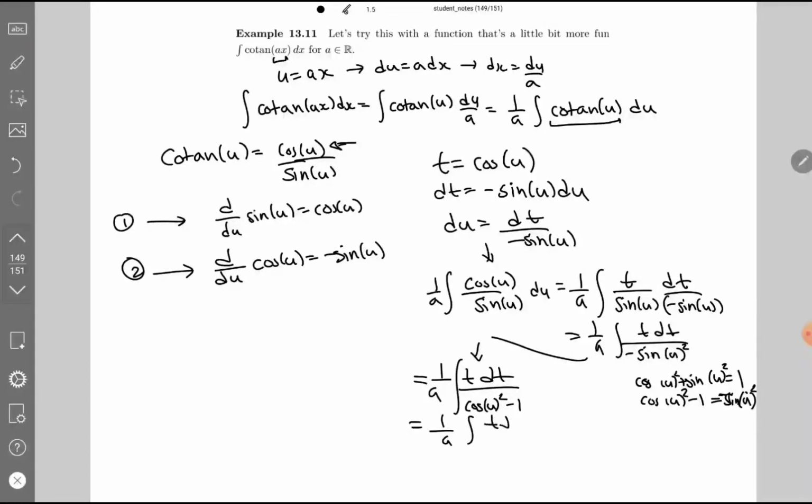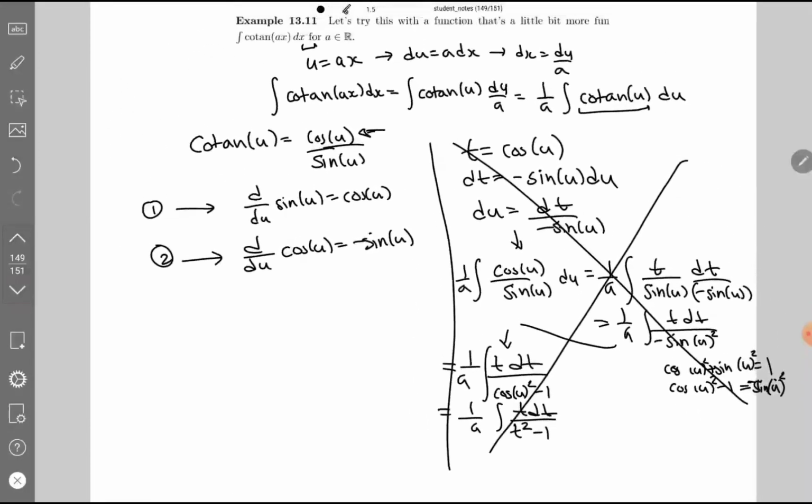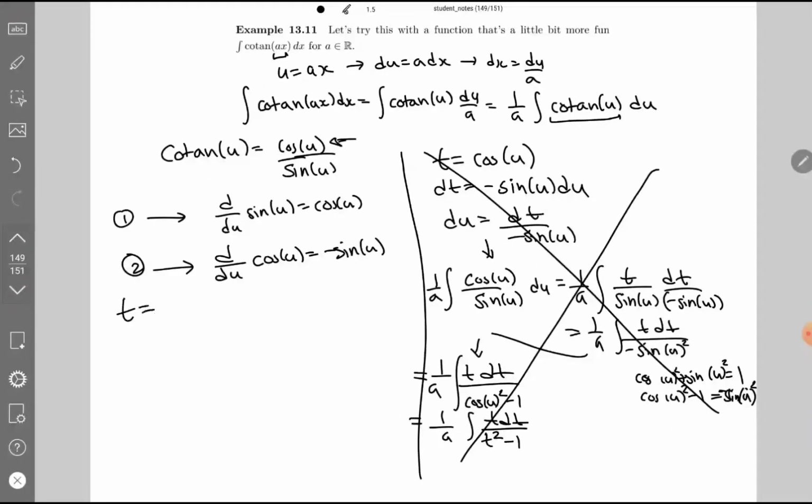This is t dt over t squared minus 1. This looks complicated, right? It looks like you might be able to do something, but this looks complicated. So let's actually try. Let's pretend this is not what we want, and let's try what happens when I take t... so this was not a good idea. So let's try the other one, sine of u.